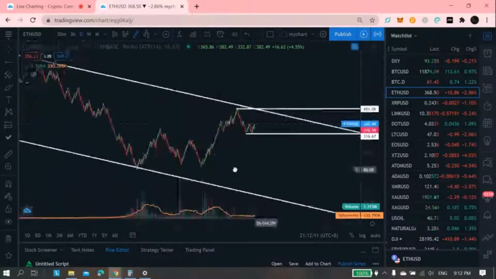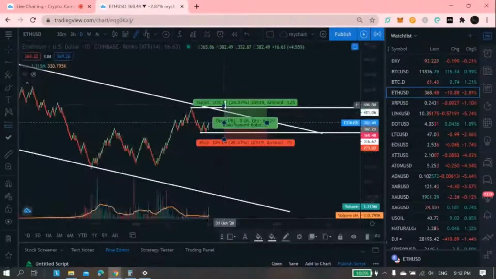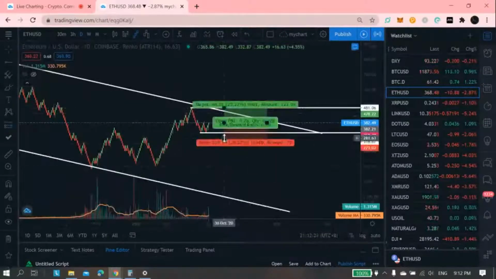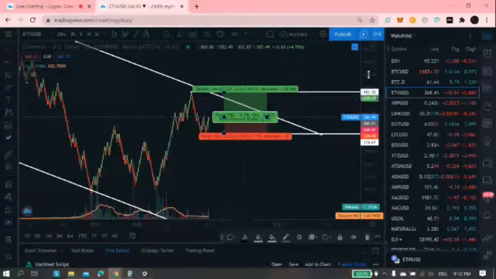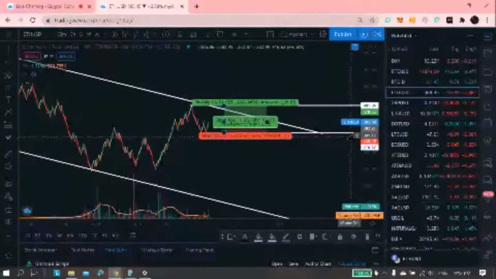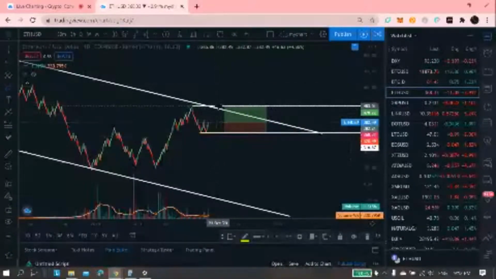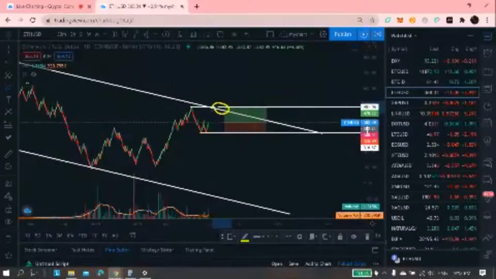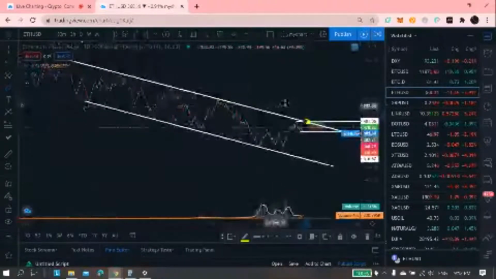So for now, I'm still bullish for Ethereum. The Renko chart is still in the uptrend. Wait for it to break this long-term resistance area here, or here. Once it breaks this and pulls back, I will enter a long position. For now, I'm long on Bitcoin.